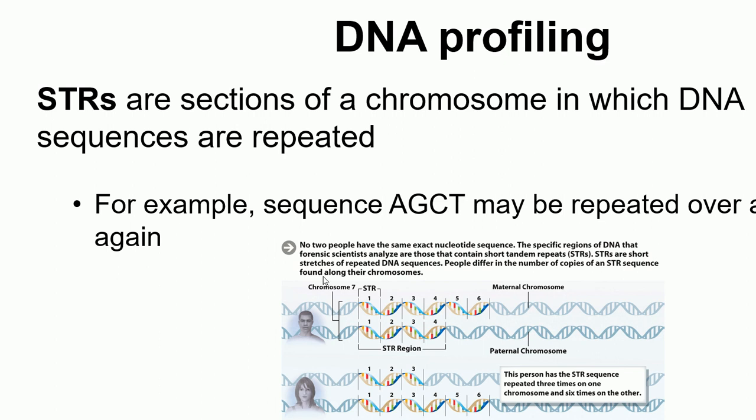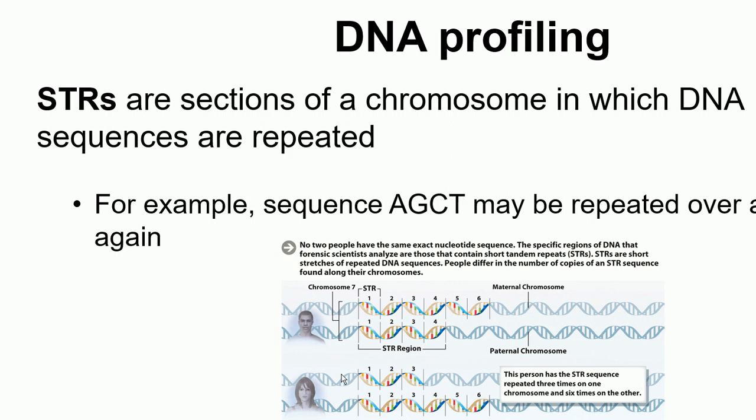You can see this is individual number 1, this is individual number 2, this is individual number 3. As our chromosomes are in pairs, this is the maternal chromosome and this is the paternal chromosome. In individual number 1, this STR, AGCT, is repeated 6 times on the maternal chromosome and 4 times on the paternal chromosome. In individual number 2, this STR is repeated 3 times on the maternal chromosome and 6 times on the paternal.